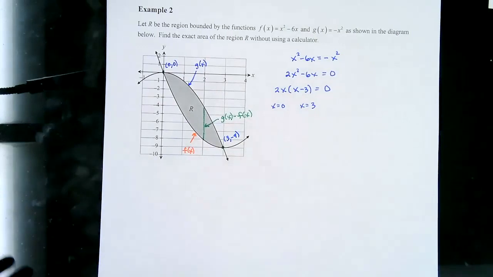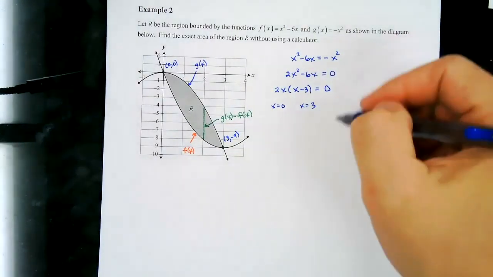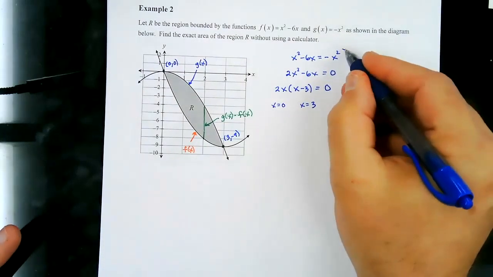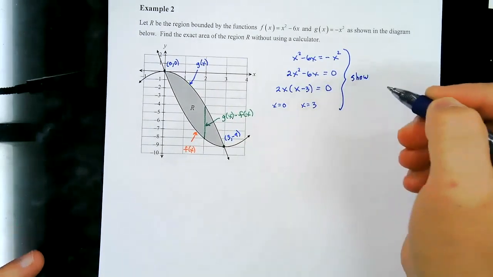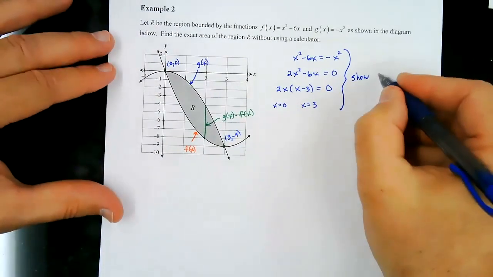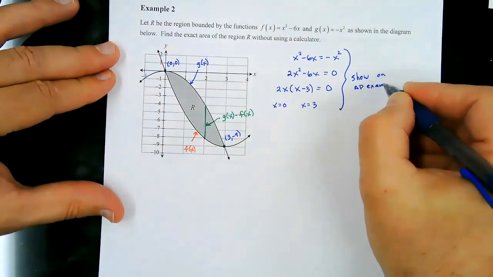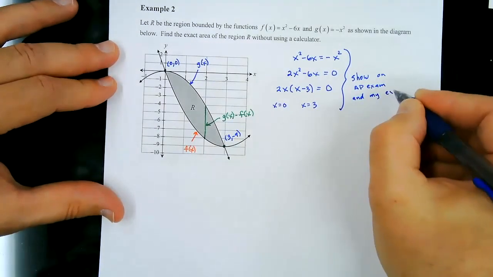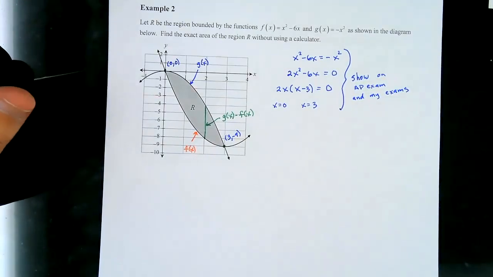Now I realize you might be saying, Mr. Mitchell, I could just read that off the graph. Yes, but you have to show this. If you want the points, you have to show this, and on my exams. Because if I don't make you do this for the AP exam, you're not going to be ready for the AP exam.